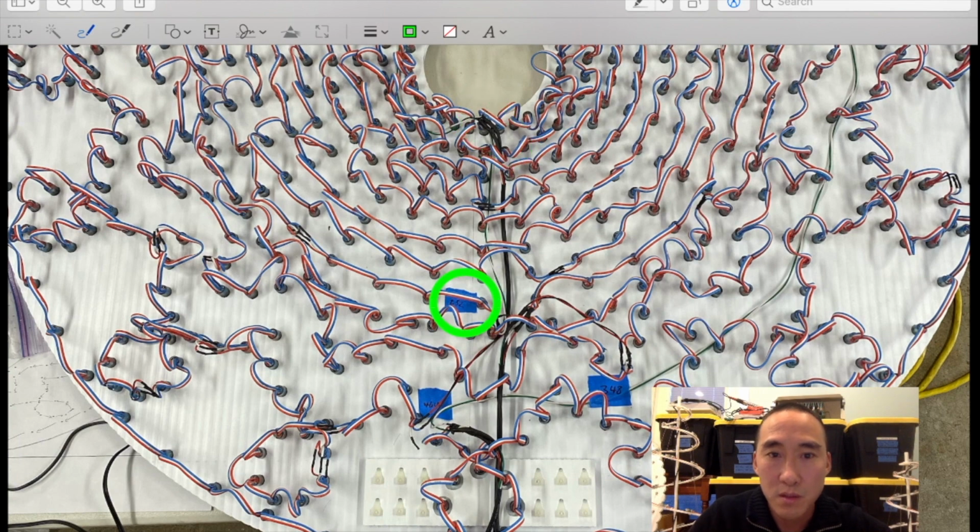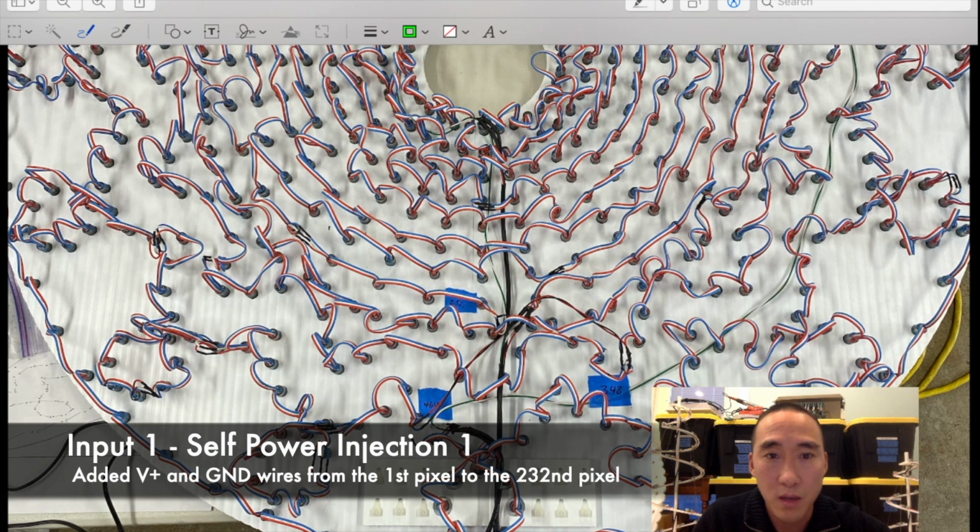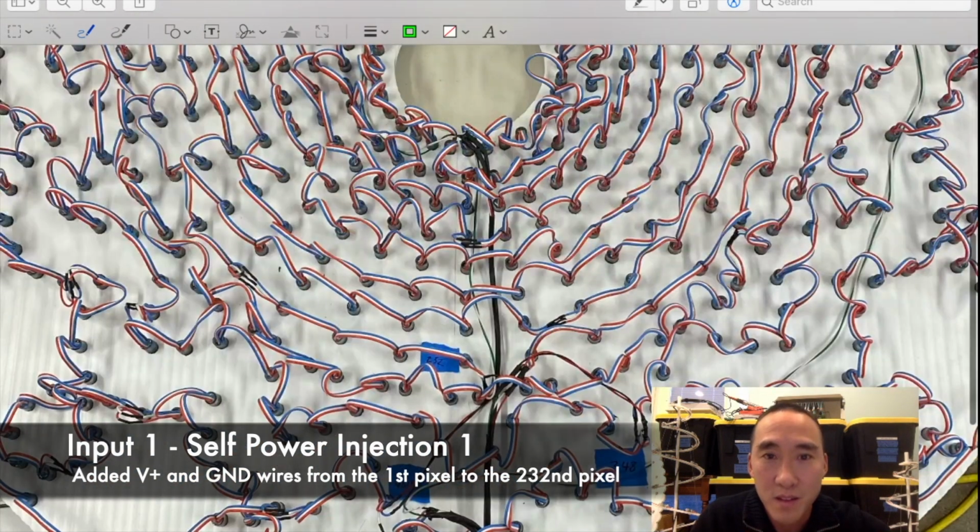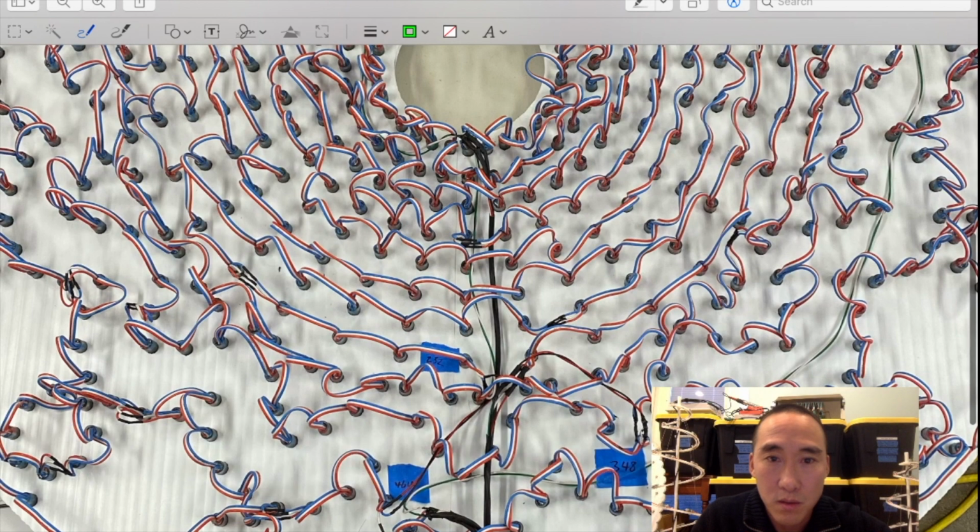I'm going to remove these circles for now. Zoom in again. If you look very closely, you'll see that there are extra wires going from this first pixel to pixel 232, and that's what I am referring to as self-power injection. Wow, that really zoomed in quickly. Okay, so there's a green wire and a white wire. I'm using the Monoprice 4-core 100% pure copper 18 gauge speaker wire, which is really good stuff. You can definitely tell that's pure copper when you cut into it. I basically took 2 wires out of that 4-wire bundle to make these power injection links.